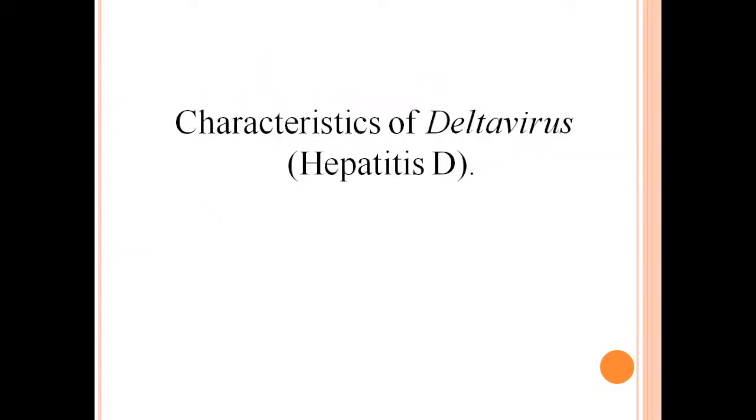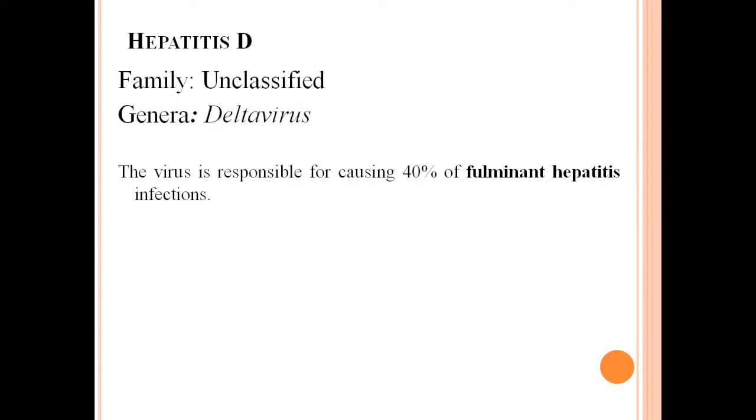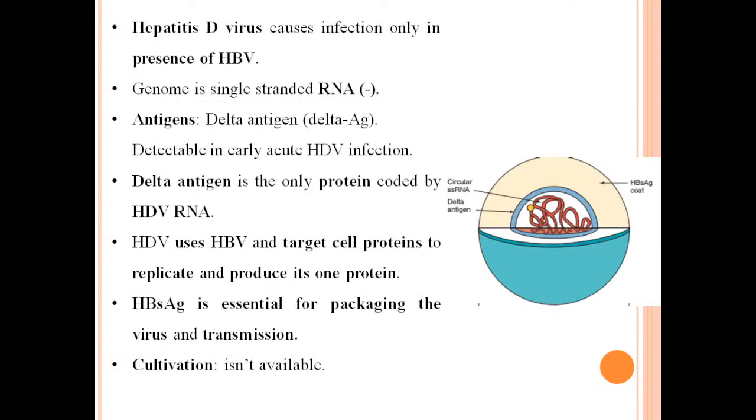Hepatitis D or Delta virus. The family is not classified, not named. Genus Deltavirus. This virus is responsible for causing about 40% of fulminant hepatitis infections. Hepatitis D virus causes infection only in the presence of hepatitis B virus. The genome of hepatitis D is single-stranded RNA, negative chain.